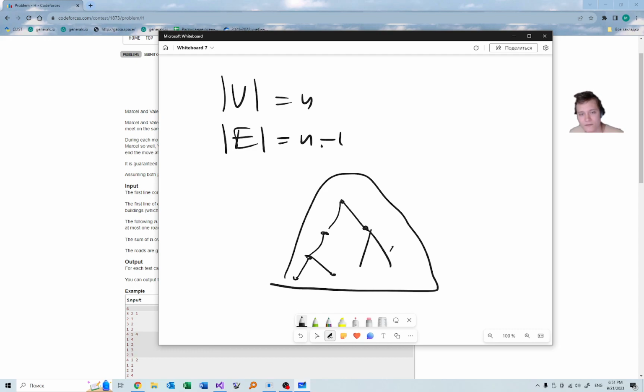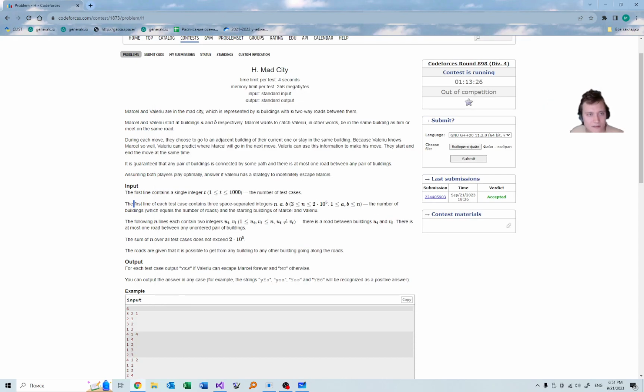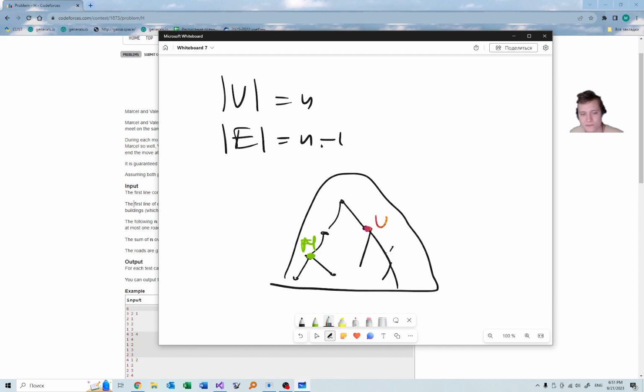Let's for now solve the problem for a tree. There is a vertex in which there is Marcel and there is Valery in some other vertex. In the beginning of each turn, Marcel chooses some vertex, then Valery chooses some vertex, and then they go to these vertices. And if they meet at the road or at a vertex, then Valery loses. The aim is to understand if Valery can escape Marcel.